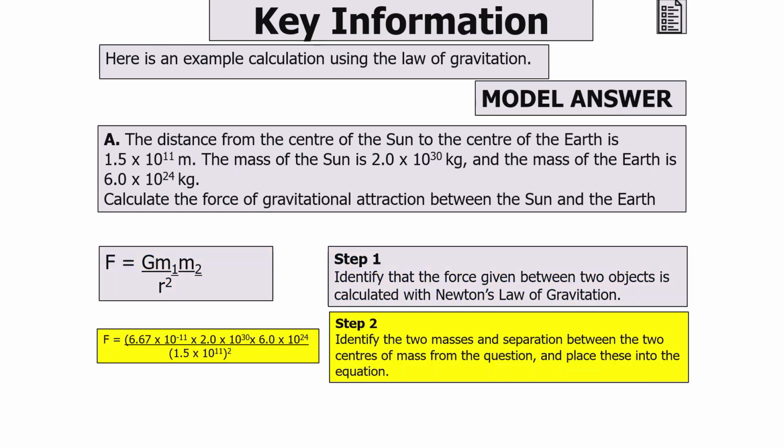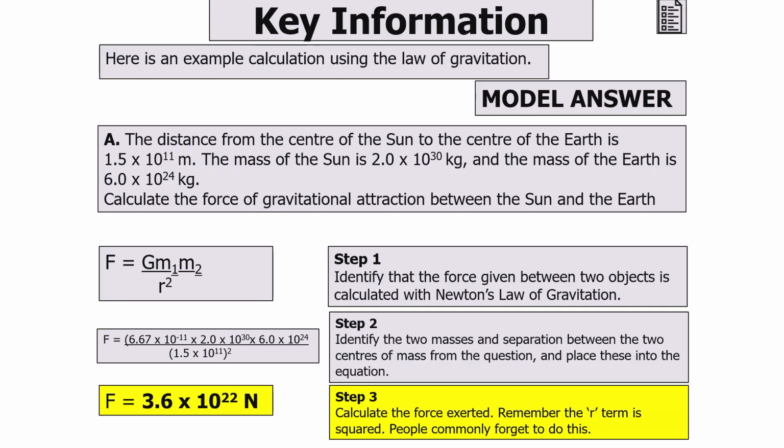We can then substitute the values in to identify the two masses and the separation between the two centres of mass from the question and place these into the equation. So F is equal to 6.67 times 10 to the minus 11 times 2 times 10 to the 30 times 6 times 10 to the 24, all over 1.5 times 10 to the 11 squared. This gives us our value of 3.6 times 10 to the 22 newtons. Now please remember this is the force exerted on both objects, and the r term in the equation is squared. People commonly forget to do this in questions.